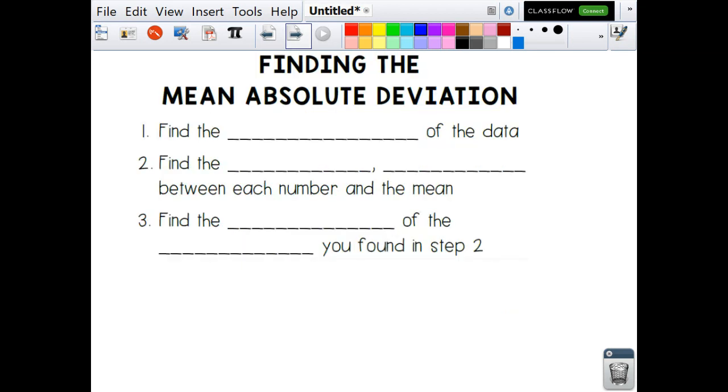So if you turn the page, you'll see this page. We have 3 steps to take to solve this problem.